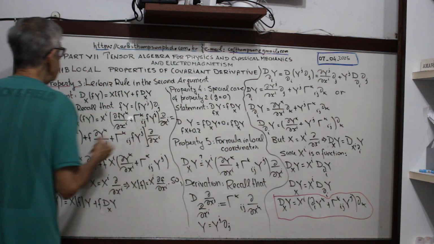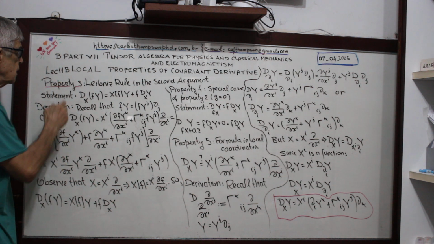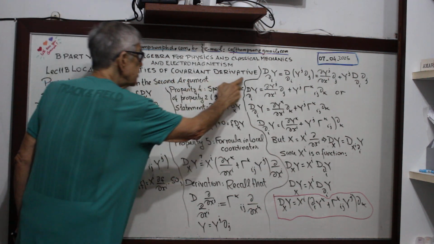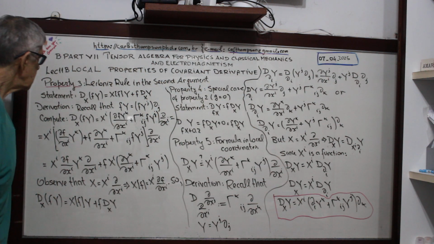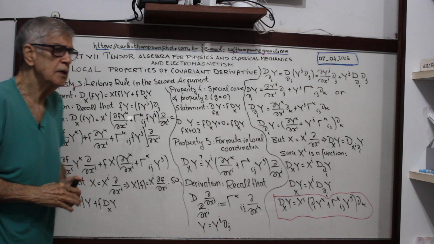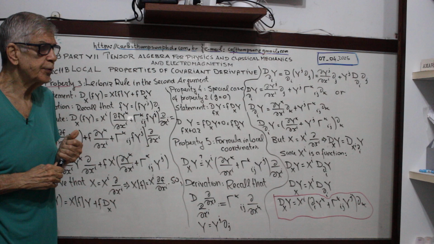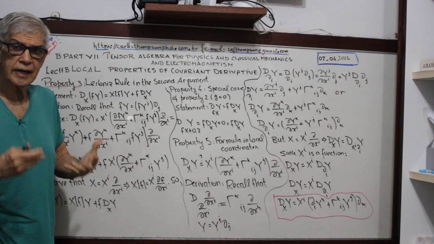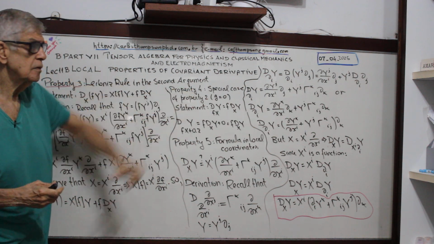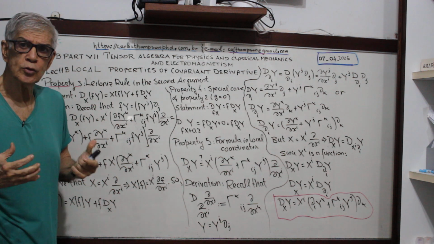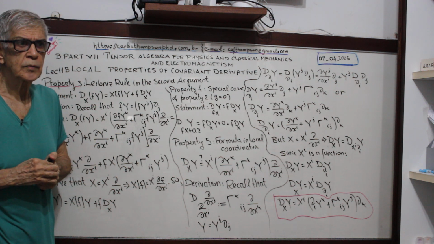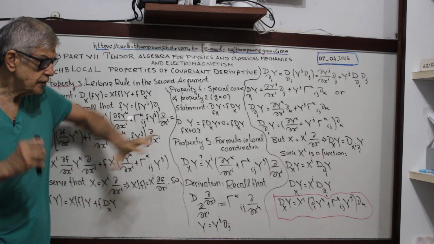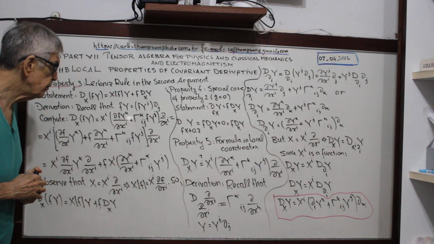So let's continue lecture 11. This is 11b, local properties of covariant derivative. You see, I would like also to remark that the goal is to obtain tools that will be used when you derive curvature. That's important here.